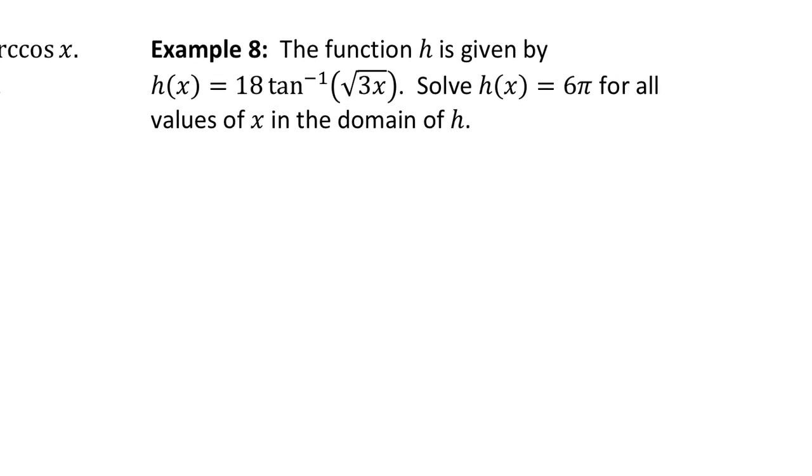The function h is given by h of x equal to 18 times inverse tangent of square root 3x. Solve h of x equal to 6x for all values of x in the domain of h. Again, it says all, so our brains were like, general equations, but not for inverse trig. There's already domain restrictions because it's inverse trigonometry. Tangent can only be used in quadrant 1 and quadrant 4, but only through negative angles. So we know there's already domain restrictions there.